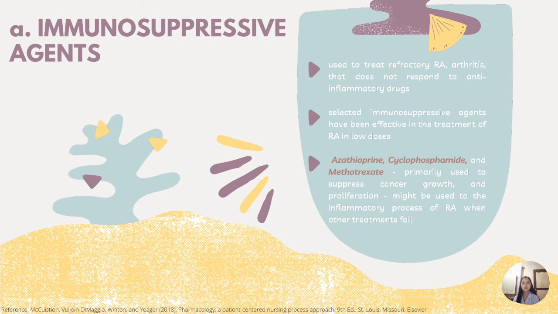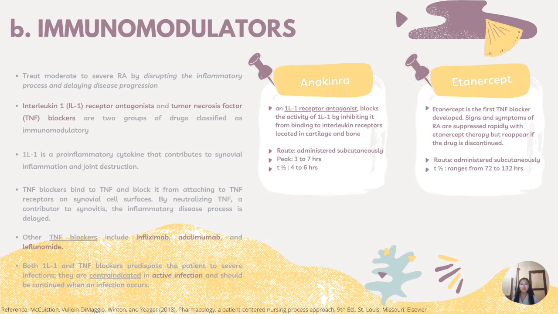There is one study of patients receiving cyclophosphamide. Few new erosions of joint cartilage were present, suggesting that the disease process was not active. Next is the immunomodulators, which is still under the disease-modifying anti-rheumatic drugs.